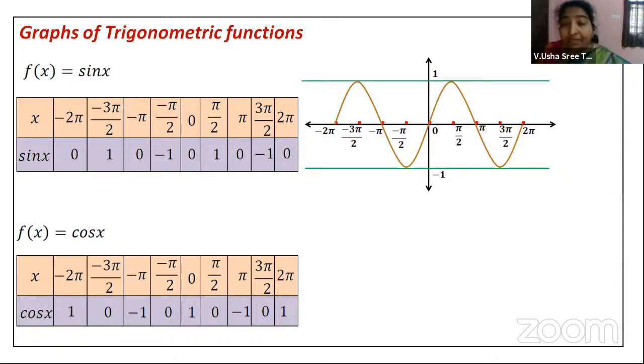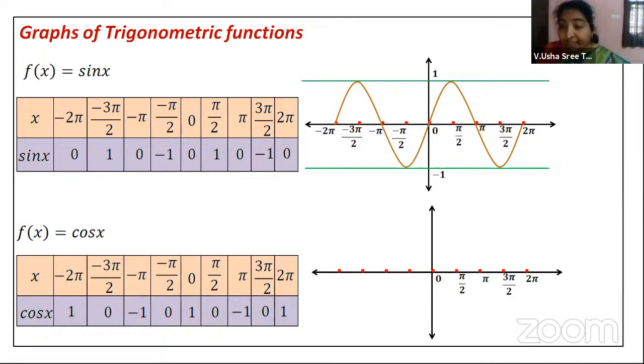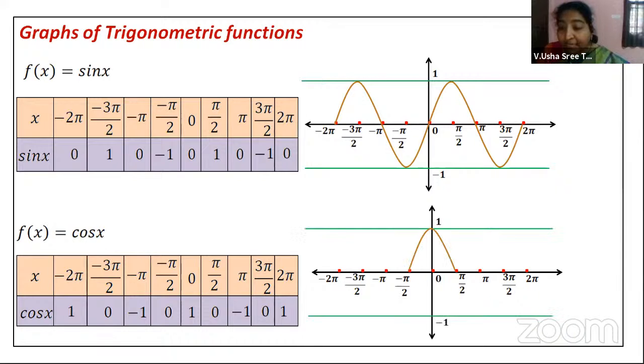Now we'll try to mark the same values on the graph, children. So you're taking the x and y axis. You're marking all the angles on your x-axis: 0, 90, 180, 270, 360, minus 90, minus 180, minus 270, and minus 360. Now, here again, the cos function will take the maximum value as 1 and the minimum value as minus 1. So cos values will be between minus 1 and 1 only. It will not go beyond that. So here again we will demarcate that with a line.